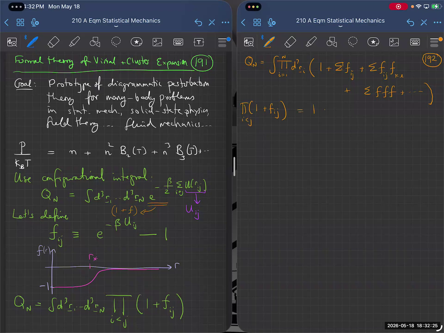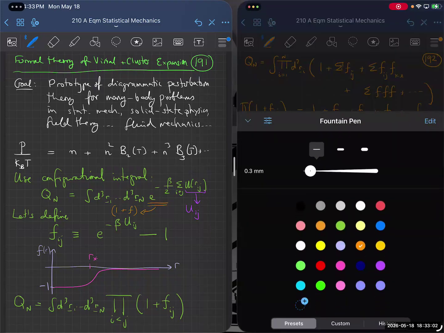So there's one term, then there's an f_12, then an f_13, then an f_14, and so on up to f_1n. So I've got all of these things multiplied together. Then there's going to be terms f_12 f_23, and so on and so forth. Can you see that if I multiply that big product out, I'm going to get a whole bunch of terms like that? So it's just a huge mess. All right, so where do the diagrams come in?